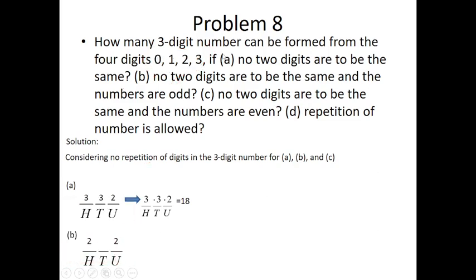Now, for the tens place, any number can be selected. However, there are already occupied numbers at the hundreds and units places. Since no repetition of digits is allowed, 4 minus 2 gives 2. So the answer is 2 times 2 times 2, which is 8.